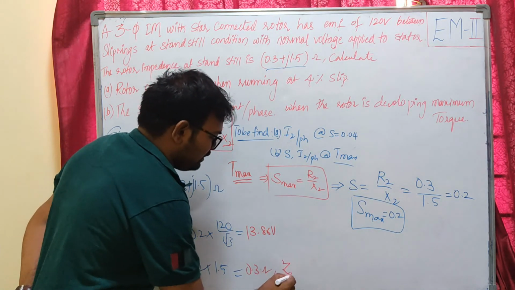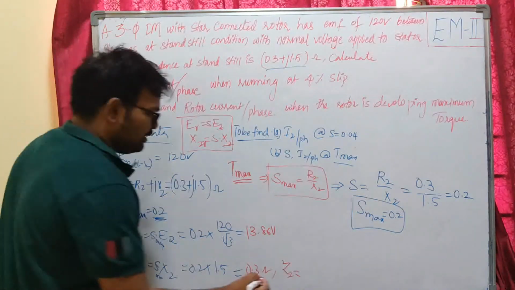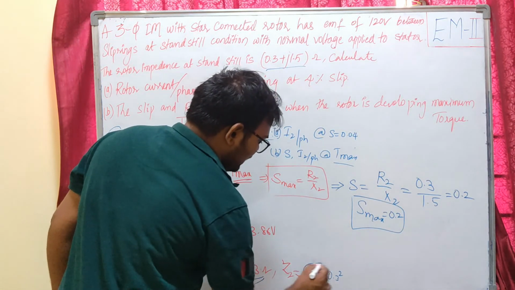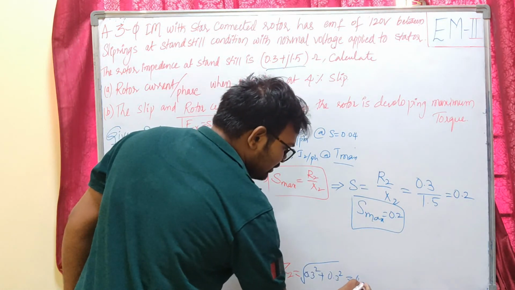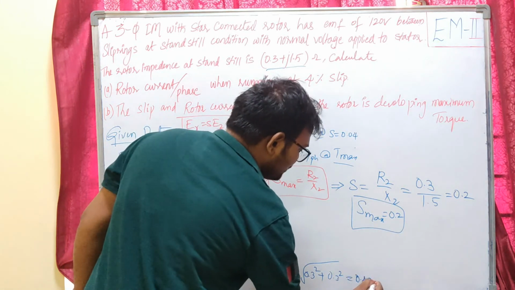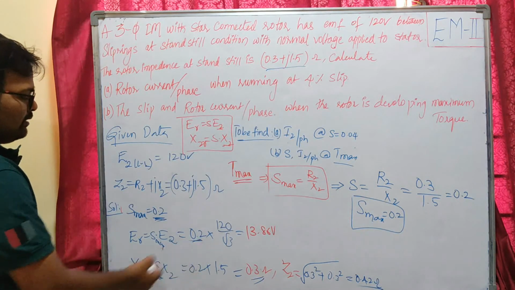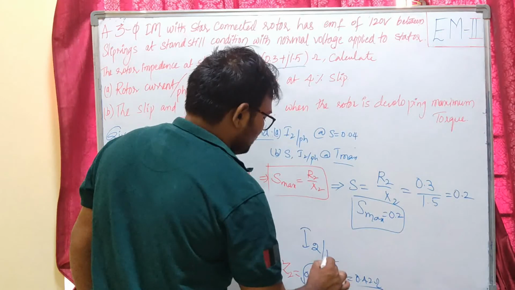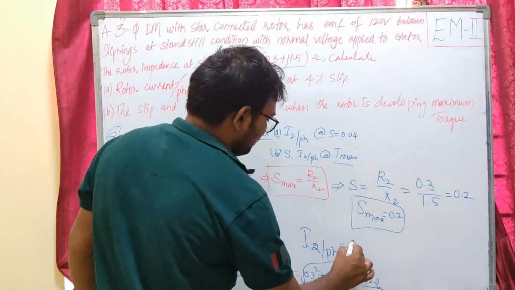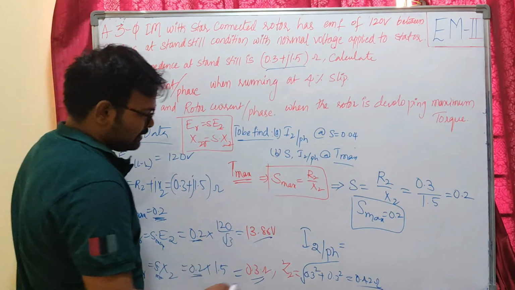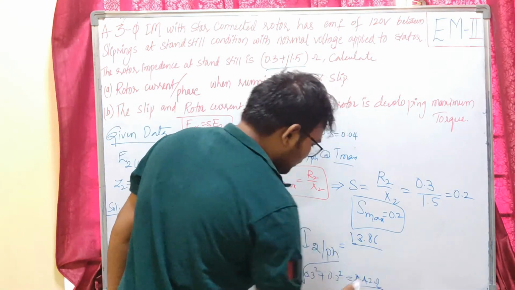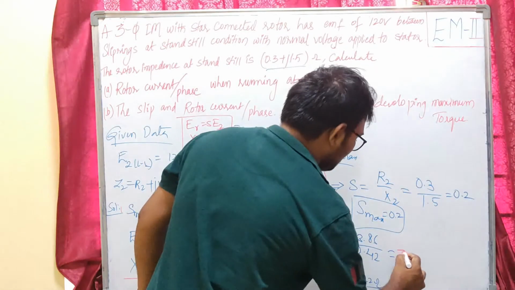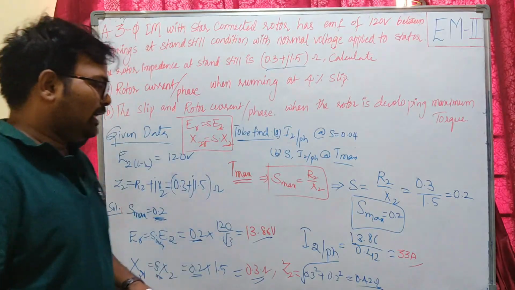Then I have to find out the rotor impedance Z2, which equals the square root of R2 square, 0.3 whole square, plus X2R square, which is also 0.3 whole square. Okay, I will be left with 0.42 ohm. This is my rotor impedance. I substituted S equal to 0.2, that is the slip at maximum torque. So I can find out the rotor current at maximum torque condition, equal to my rotor EMF 13.86 divided by rotor impedance 0.42, which equals around 33 amperes. Okay, so I have calculated the slip.